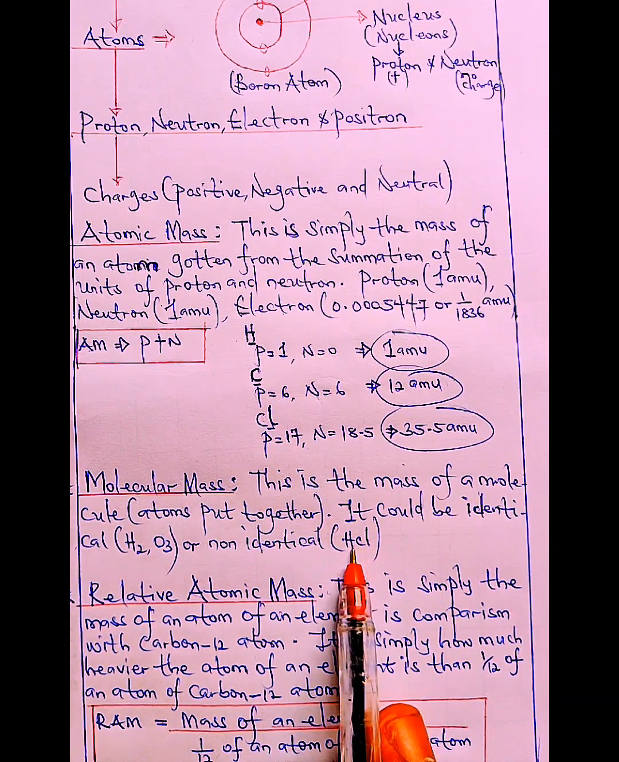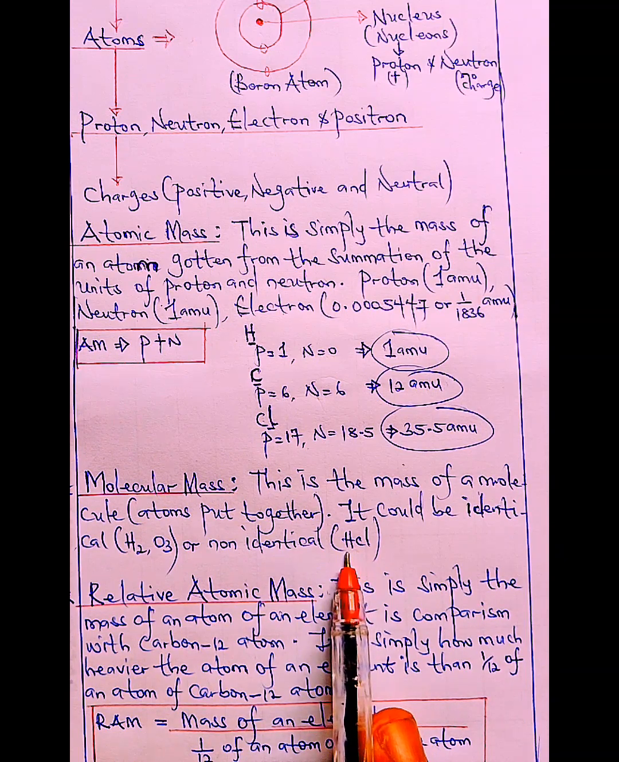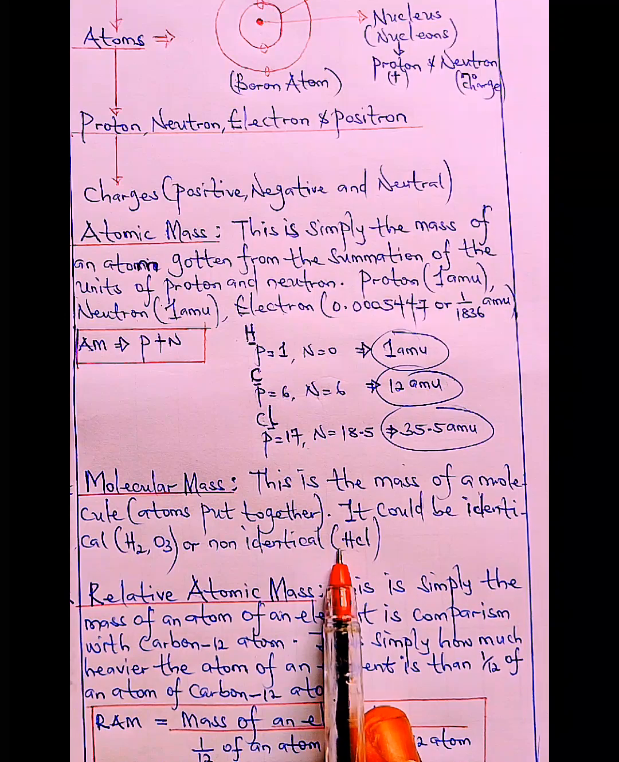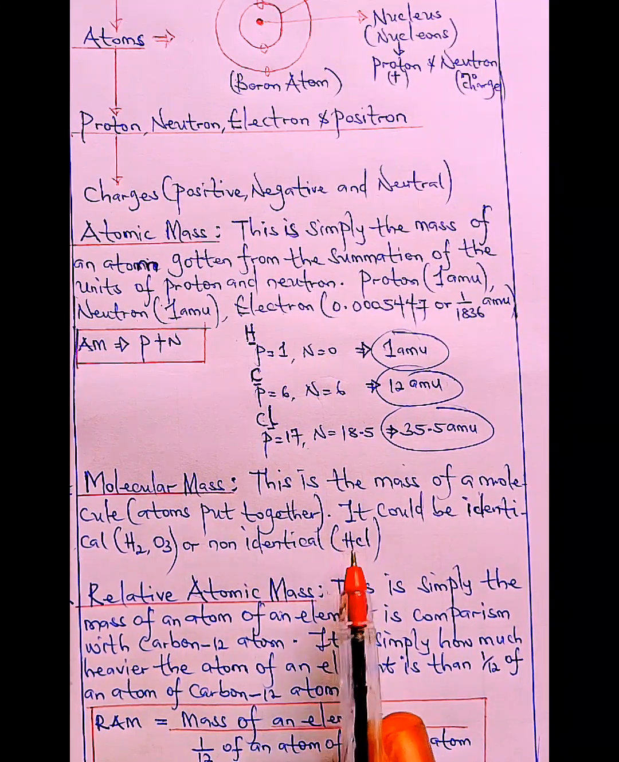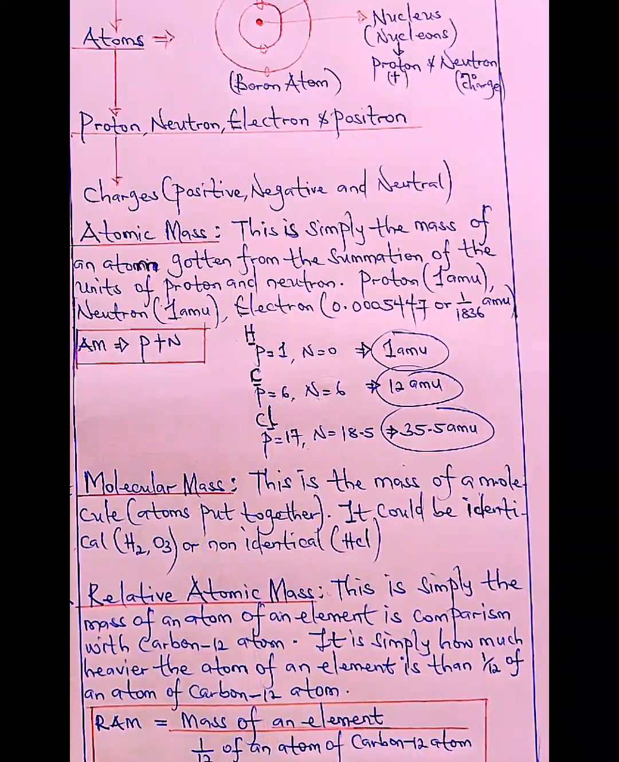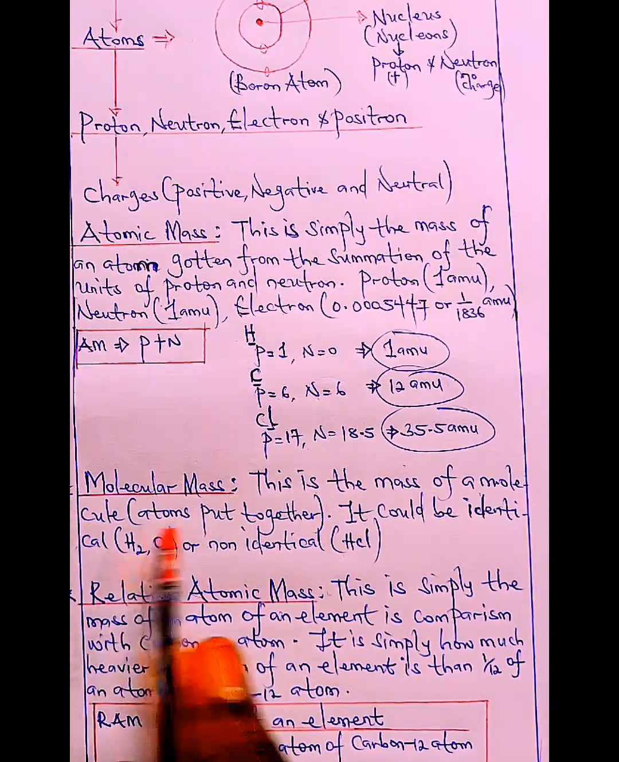They could also be non-identical, which is HCl, for example. I could call this a molecule of hydrogen chloride, a molecule of HCl. We could have H2O also, that's a molecule of water. So we have two atoms of hydrogen and one atom of oxygen, for example. When we talk about molecular mass, it's simply the combination of atomic masses. So different masses of atoms being put together to get what we call the molecular mass.